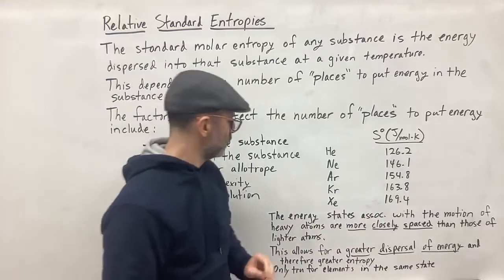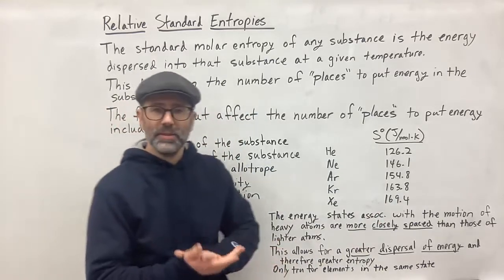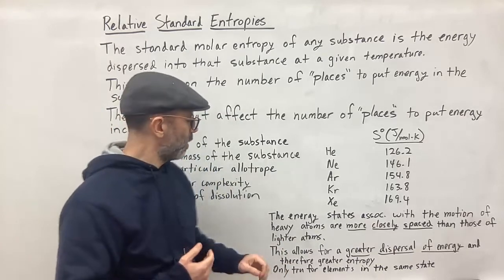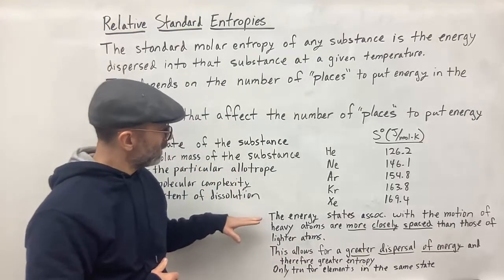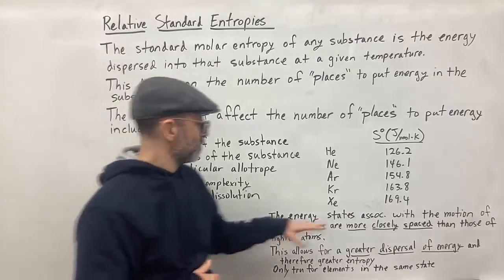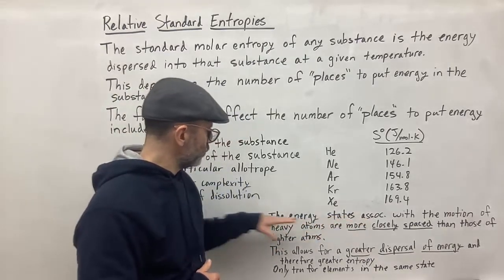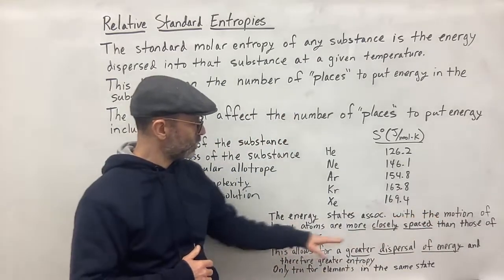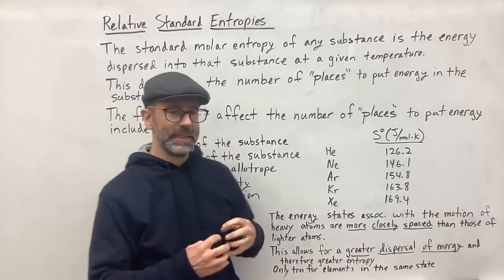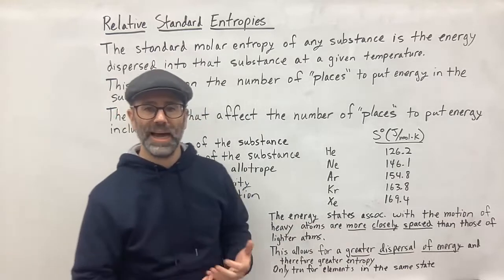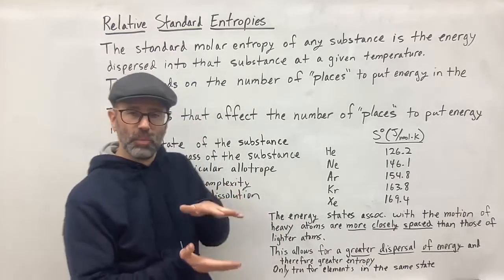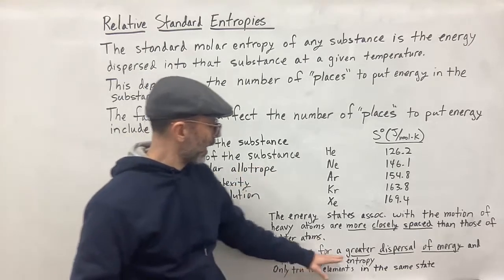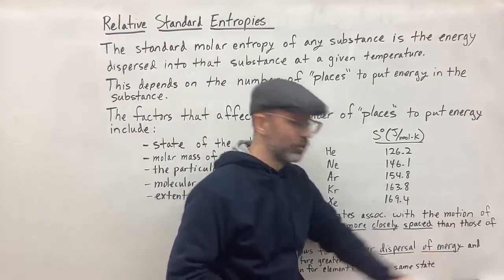And so, what is the reason for that? Can't really get into the details of this, but briefly, we could say that the energy states associated with the motion of heavy atoms are more closely spaced together than those of lighter atoms. And this close spacing then allows for a greater dispersal of energy.